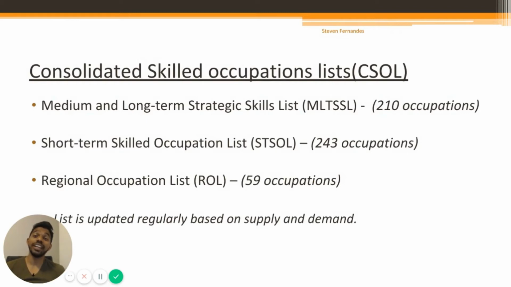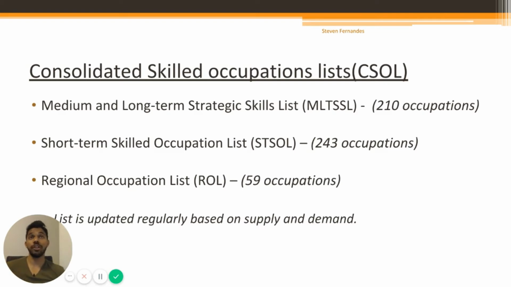Okay, now let's get to the Consolidated Skilled Occupation List, or the CSOL. This is an important concept for the upcoming work visas and the permanent visas that we're talking about. You need to know what the CSOL is. It's basically a list of occupations that are in demand in Australia, or where there's a shortage of people within Australia. Australia is looking to fill that demand with people from overseas.